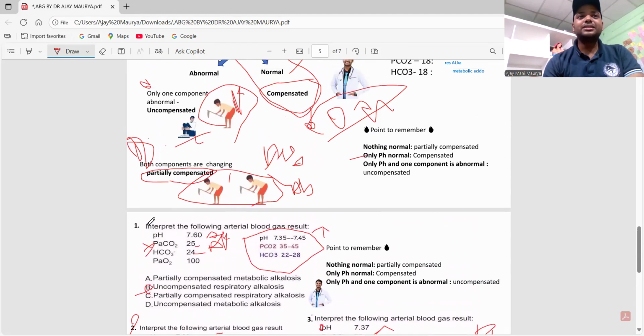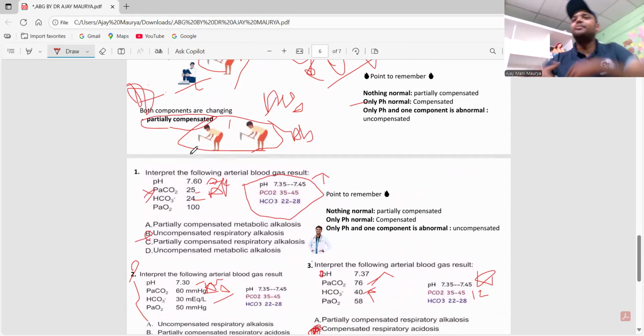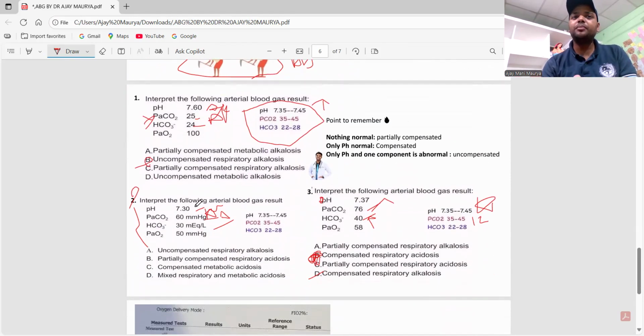I told you that if the pH is abnormal and both values are changing, both are working hard here. So it is partially compensated, but you have to check the options. Three values are not normal, so it is partially compensated. By the options, it is saying respiratory acidosis, so we take respiratory acidosis here.